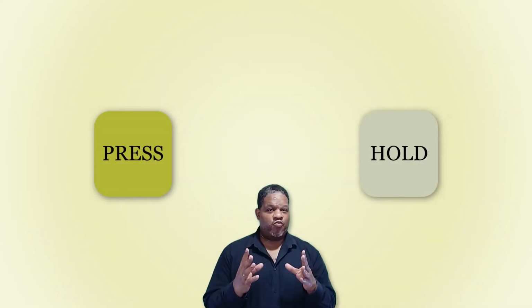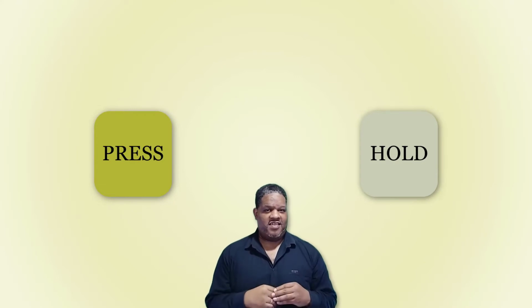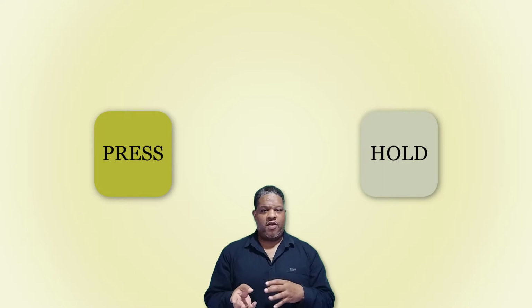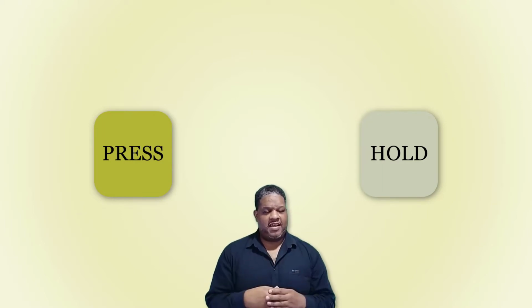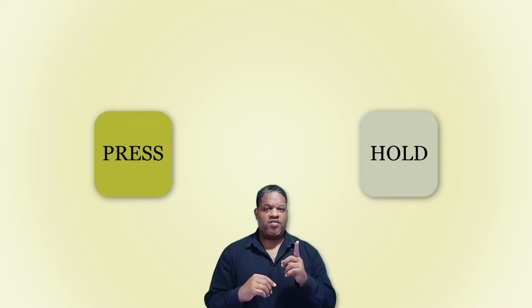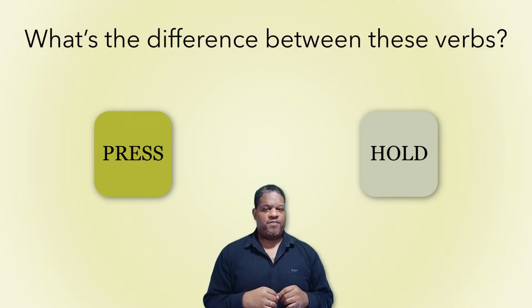Now, in order to really start using the verbs in the different tenses, simple, continuous, perfect simple, perfect continuous, we need to understand that there are 2 kinds of verbs. So my first question is, what's the difference between these 2 verbs? Push and hold.